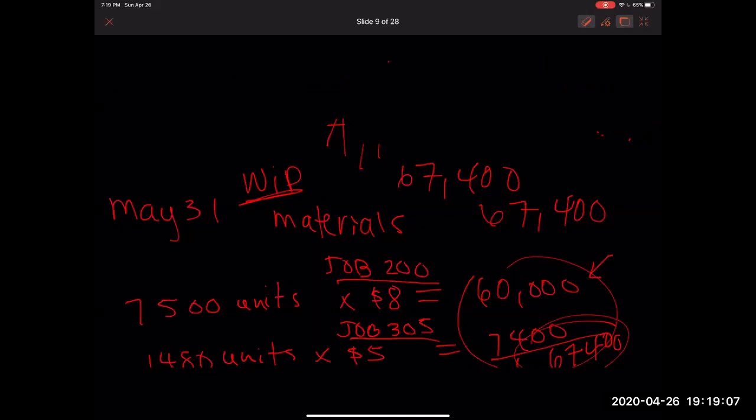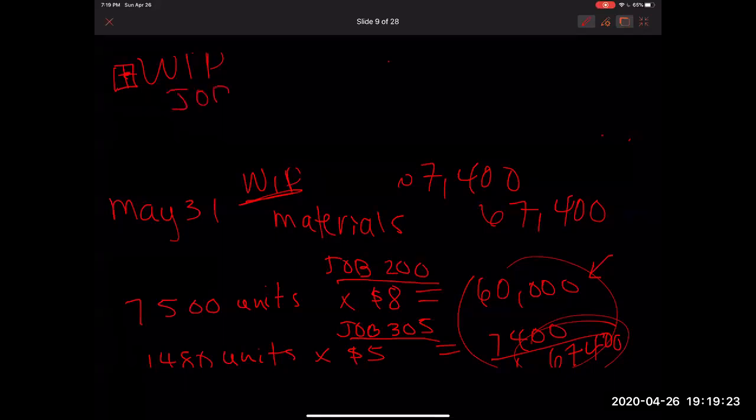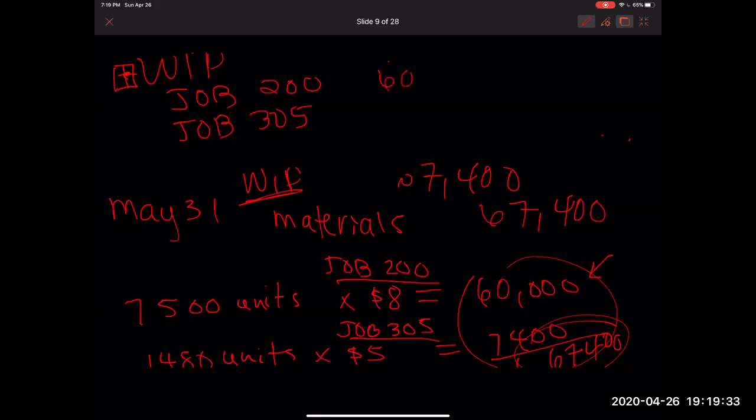All right, so what I want to tell you is that when you look into your work in process account, and if this is a plus button and you click this plus button, what you're going to see under there is all of the jobs that you're working on. So maybe you're going to see job number 200, right? And then you're going to see job number maybe 305. And then specifically, they're going to have all of the 60,000 of materials that you used, and 7,400 of direct materials for that particular job.